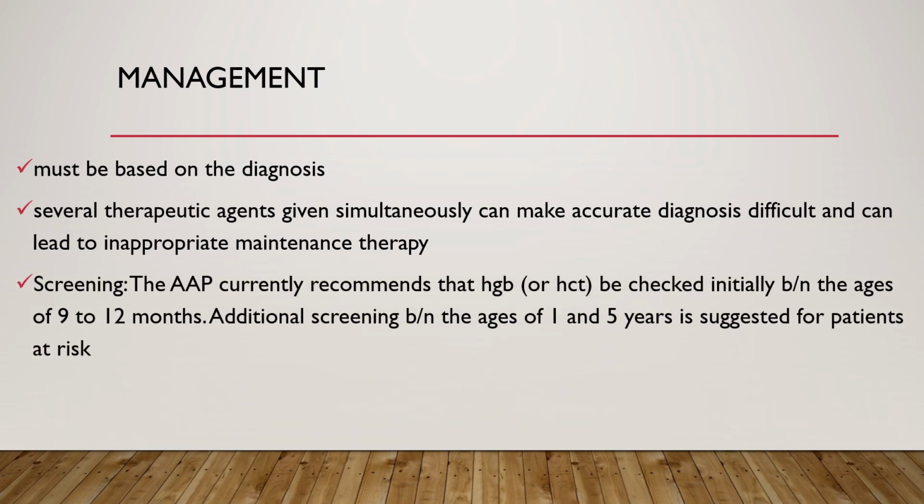Regarding screening for anemia, the AAP currently recommends that hemoglobin or hematocrit be checked initially between the ages of 9 to 12 months, and additional screening between the ages of 1 and 5 years if a patient is at risk. So the screening at 9 to 12 months is recommended for all children, whereas additional screening at the age of 1 to 5 years is needed if a patient is at risk.